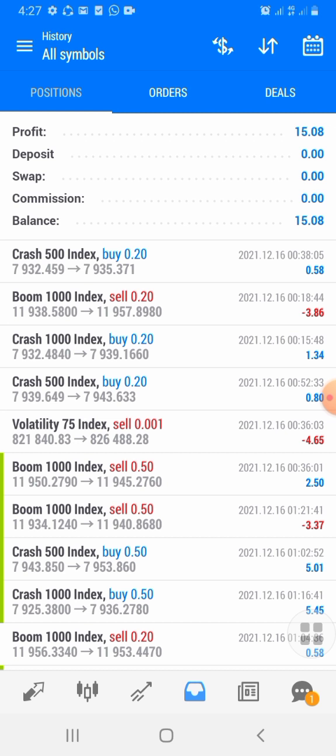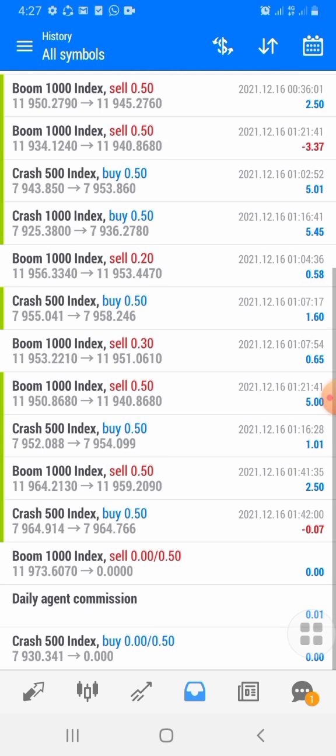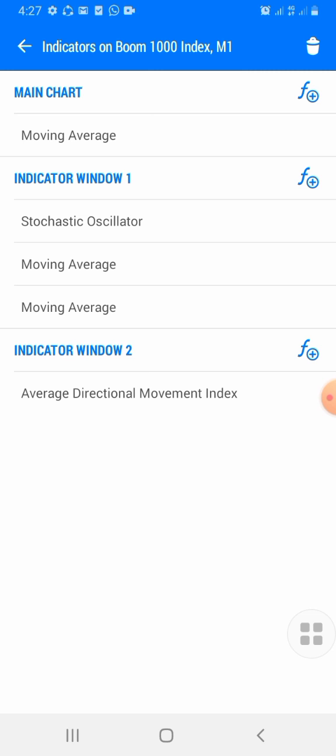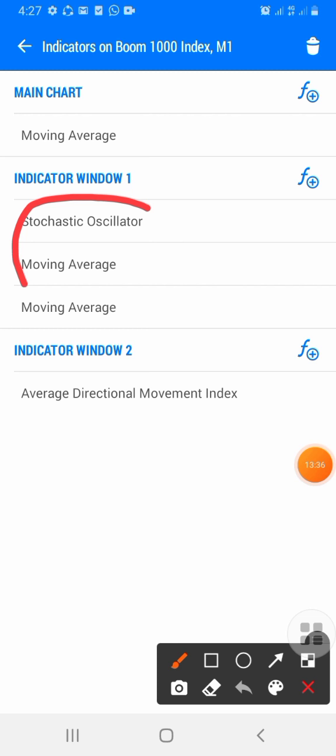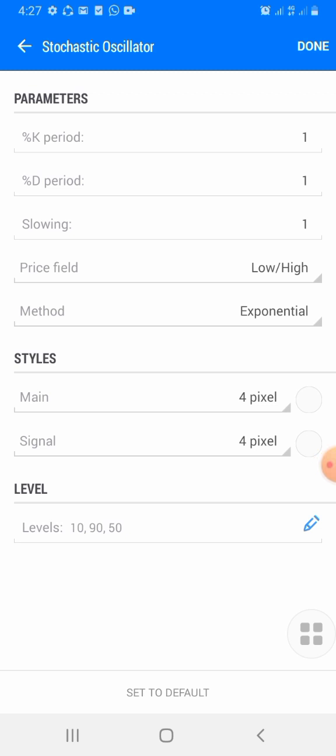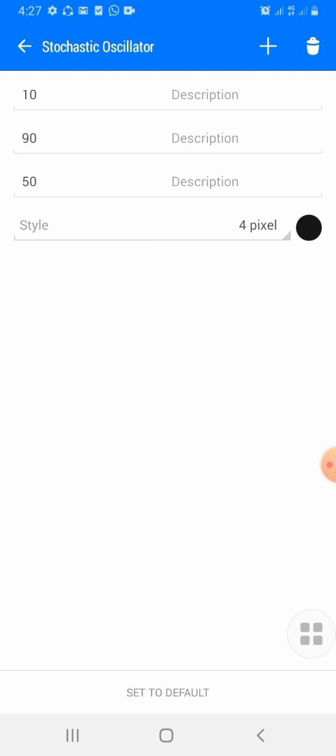The settings. Should I tell you the settings of the strategy? I thought you knew about the strategy. But then let's do that. Let's just go back. These are the settings, guys. It's just the stochastic oscillator, which is this particular one. This was already in our last video. Just put in 111, low high, exponential. This is your background color, and the levels are 10, 90, 50, of which 50 is your take profit, 10 is your buy, and 90 is your sell. That is if you want to hold to TP1, which is 50.